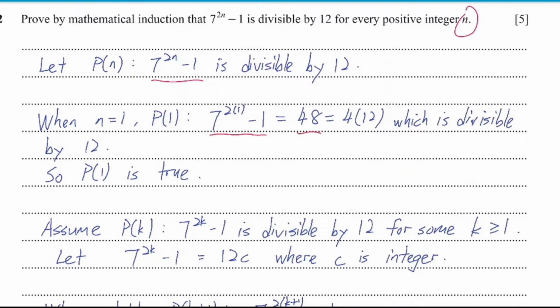So we found out that it is actually 48. It might not be clear if you just leave it as 48. So like I said, we could factorize the 12 out so that we know this is really divisible by 12. This is when we prove the first case.